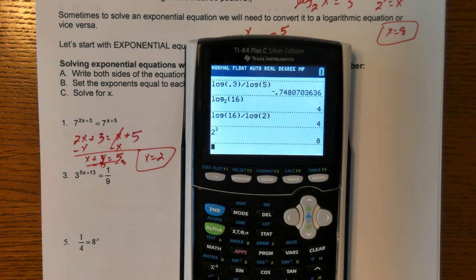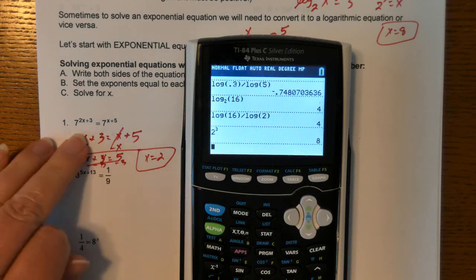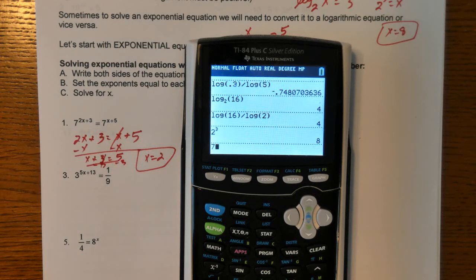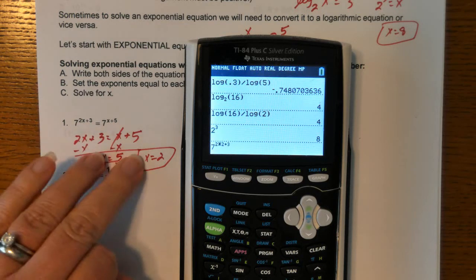Because sometimes as you're working with these exponential and logarithmic equations, particularly the log equations, sometimes you do everything right, but the answer you get doesn't work. So you always want to plug it back in to check. All right, so let's check 7 to the 2 times 2 plus 3, because I'm pretty sure x is 2.